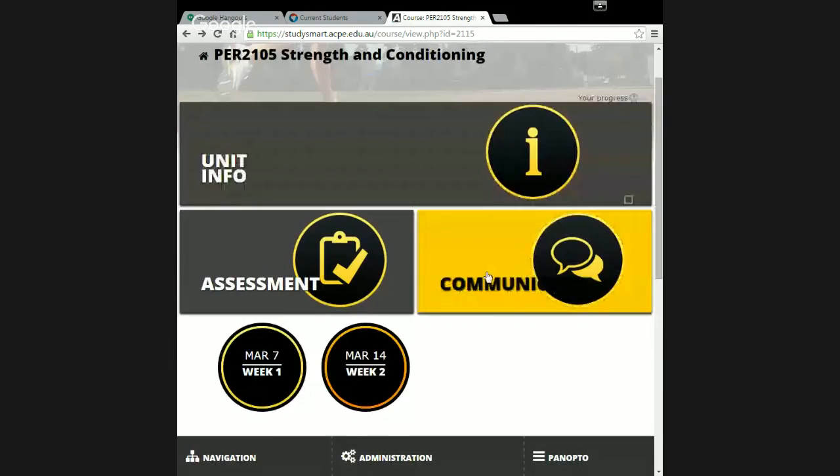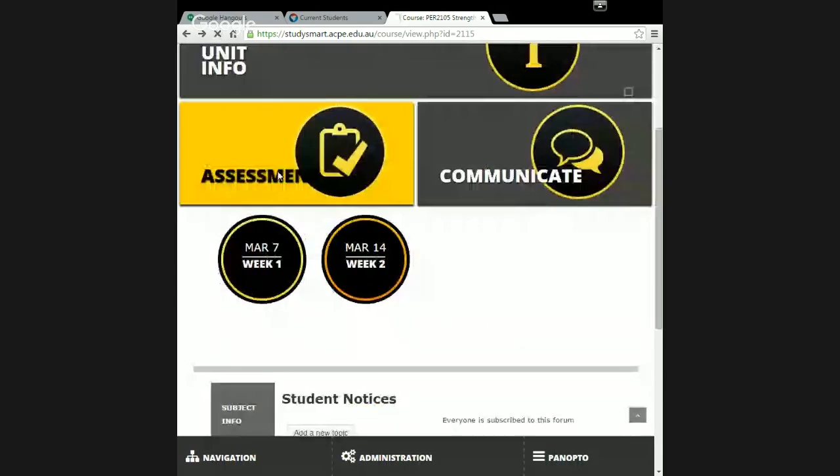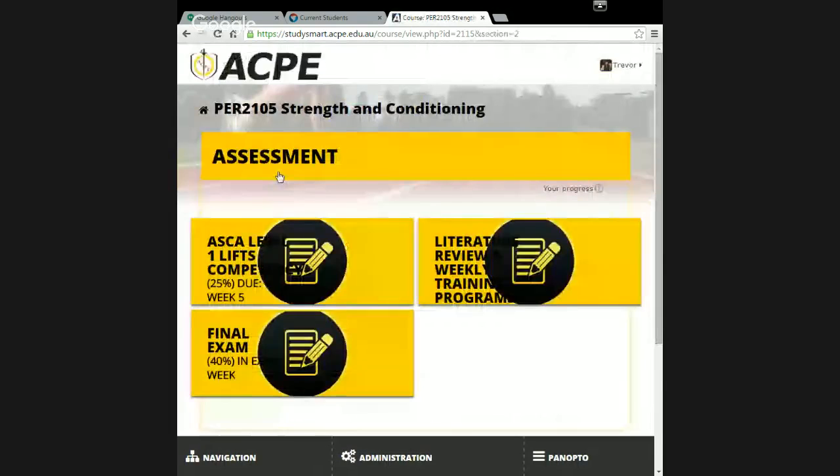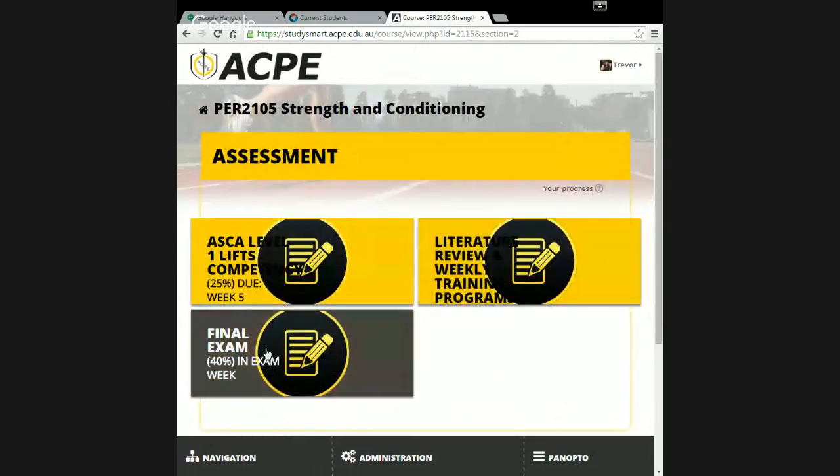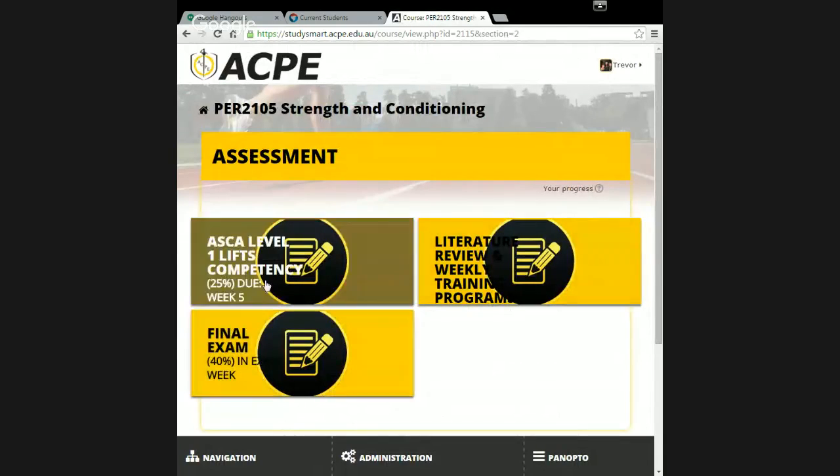So tutorial, that's the practice. In here is our assessment criteria, or the assessments that you require. You have a lit review and you have a final exam. You also have your ASCA level 1 competencies. That is going to be done in week 5, and I assume you received my email saying you need to nominate at what time you can attend the face-to-face shoots via internet.